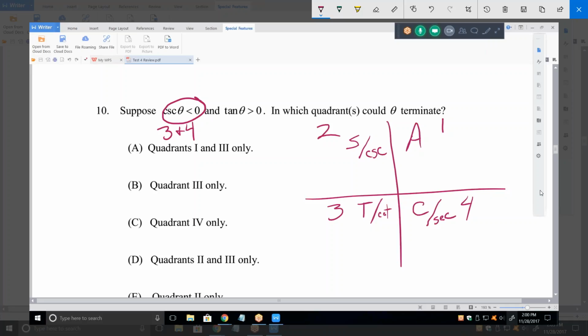Now, tell me where tangent is positive, this part of it. Which two quadrants? 1 and 3. So what's the answer? 3. Uh-huh. In other words, that is the only quadrant where both of those are true.